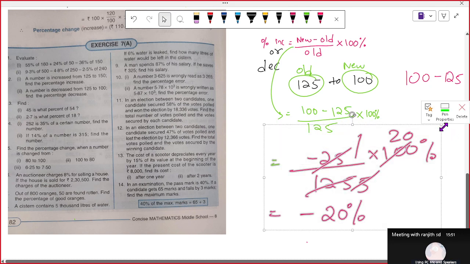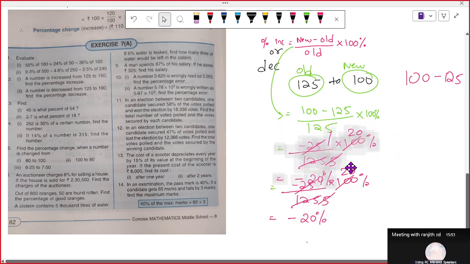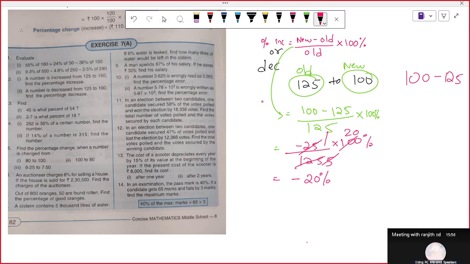Minus 20%? Will any answer be in minus? No. Okay, what does this minus indicate? Negative. In terms of cost, what is plus and what is minus? Is it profit or loss? Loss. So loss means decrease, right? Decrease. Understood? So the answer you shouldn't write as minus 20. The answer is just 20%. So instead of this minus, write it as 20% decrease.